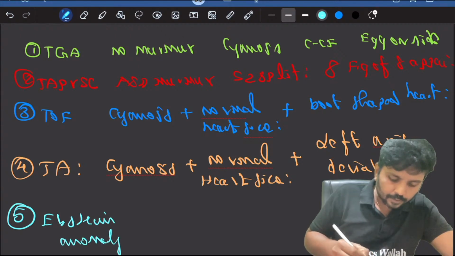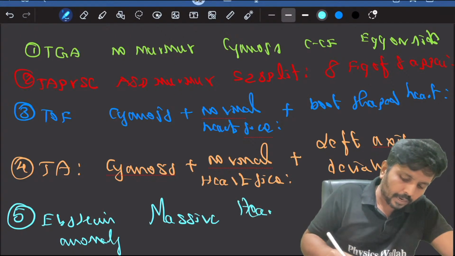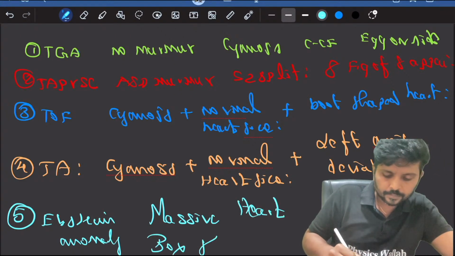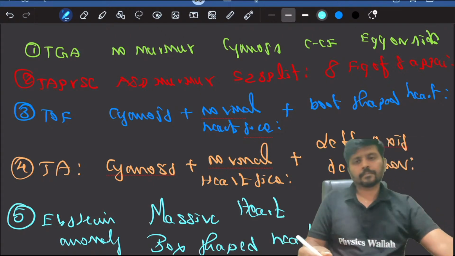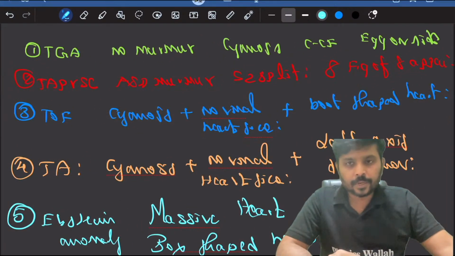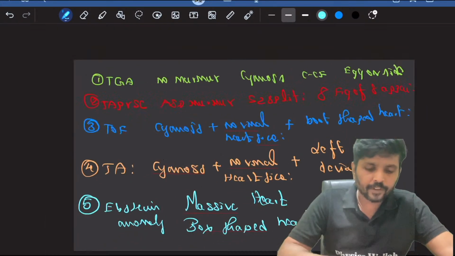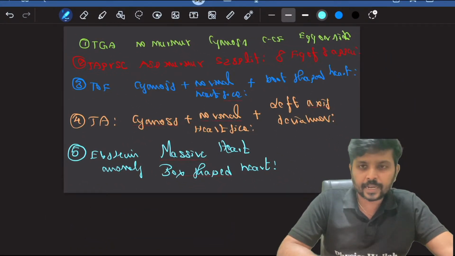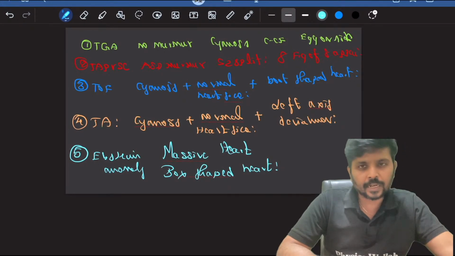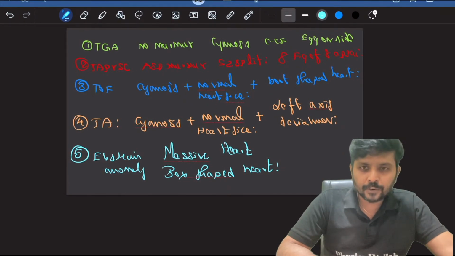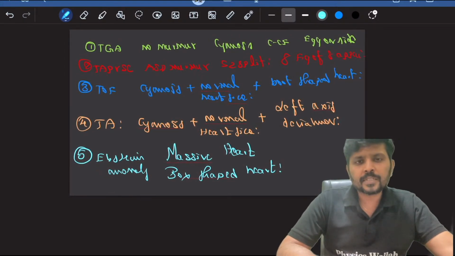This is characterized by massive heart, or box-shaped heart. Okay, right. So this is the general approach to a very important topic, my dear friends. You can take a screenshot of this one. A simple approach to cyanotic congenital heart disease. So you can apply this formula and you can find out at least one answer among these 5 scenarios.